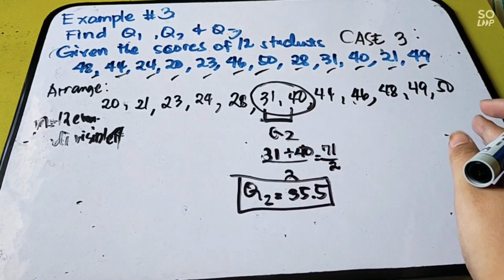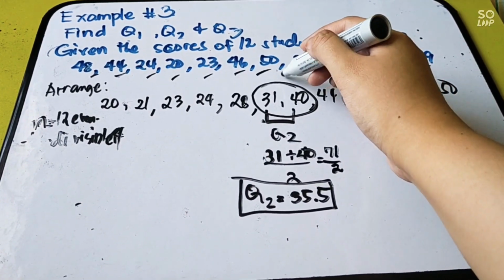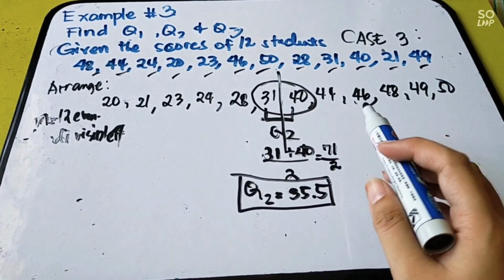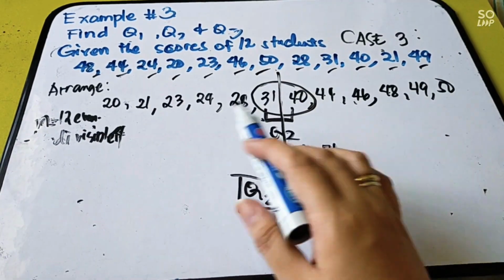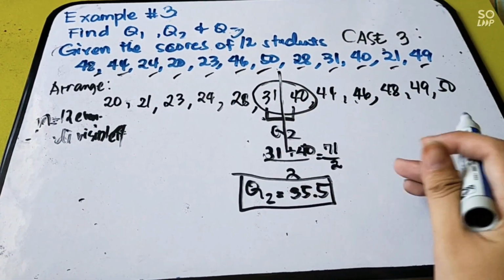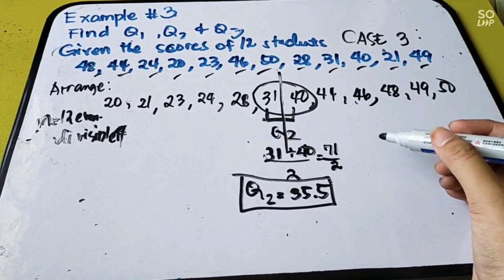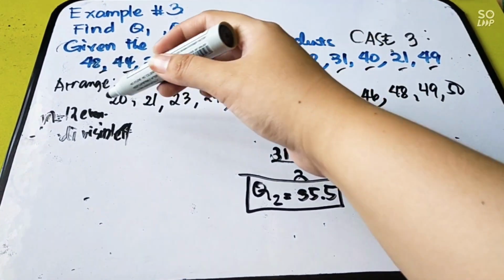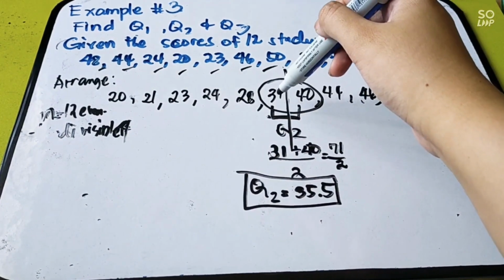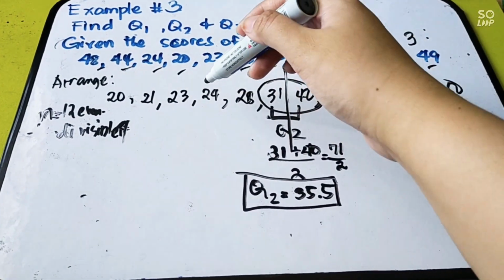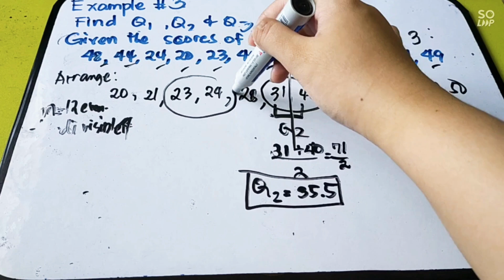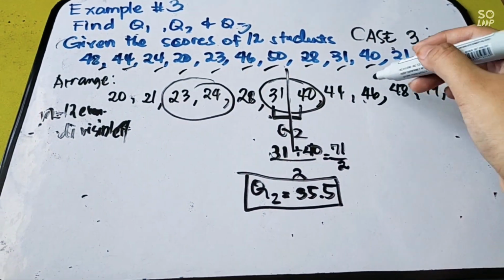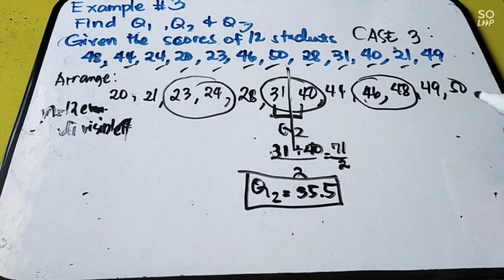Etong 12 na to. So, ang pinakahati mo ay dito, sa gitna na to. Yan yung pinakahati mo. And then, dun sa 6 at 6 ang hati mo dyan. So, since 6 at 6, kunin mo yung gitna ulit. So, ang pinakagitna dito, 6 at 6, kasama pa rin si 31, ha? So, ang pinakagitna niya ay si 23 and 24. Tapos dito, ang pinakagitna niya ay si 46 and 48.